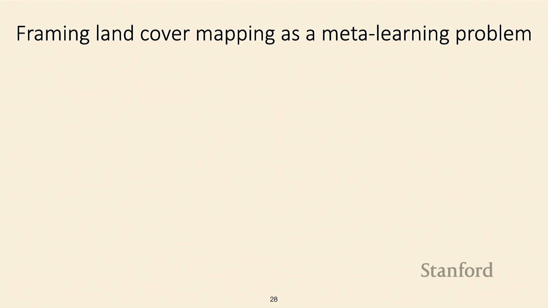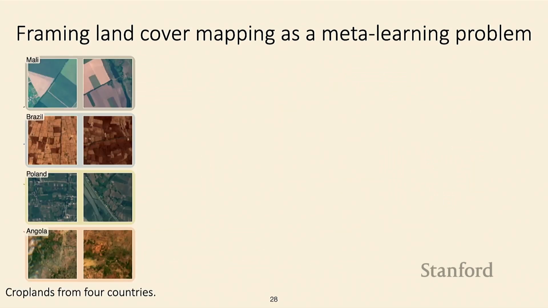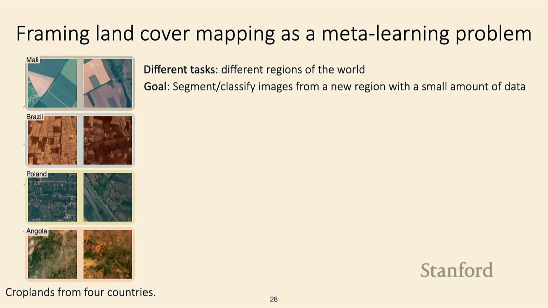And so what they were looking at is they had croplands from multiple different countries, and they framed this as a meta-learning problem where different tasks correspond to different regions of the world. And so what they wanted to be able to do is, for a new region of the world that they didn't have labels for yet, they wanted to label a small amount of data for that region, and then get a good segmenter or classifier for that region of the world that can basically fill in the rest of the labels.